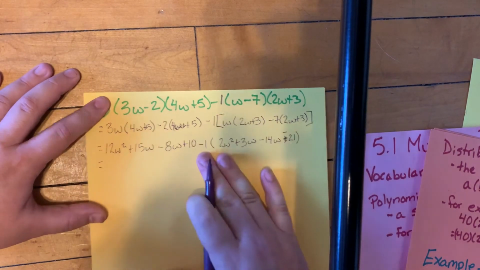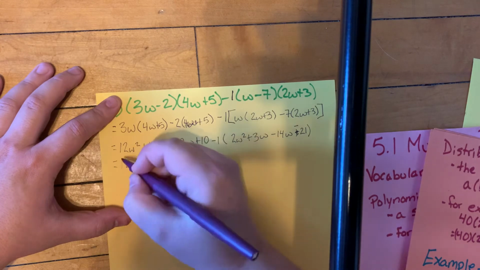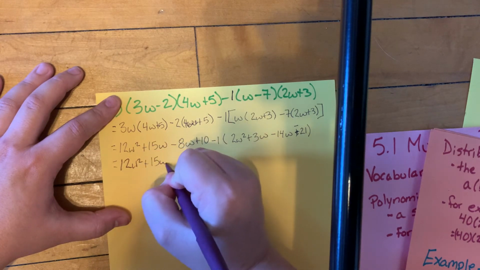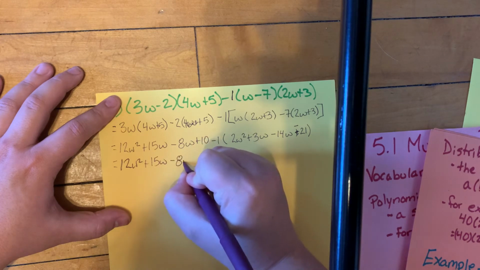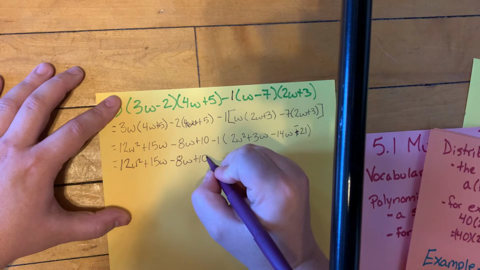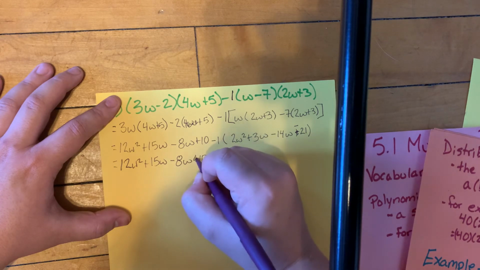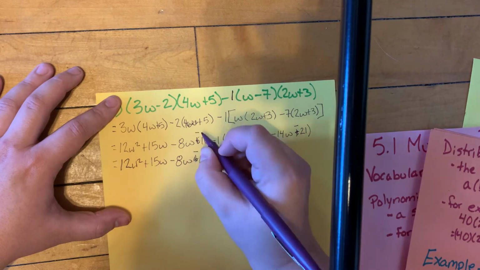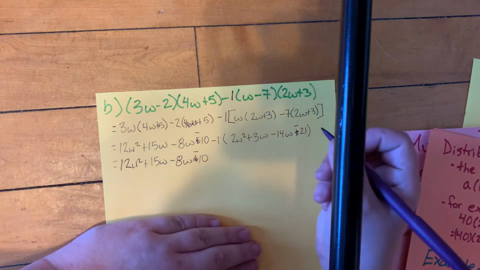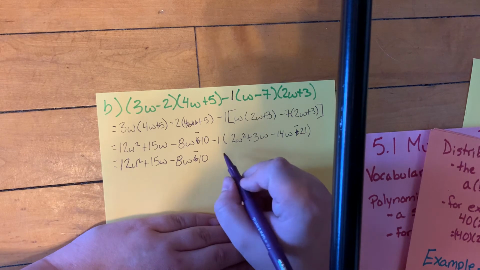Now, here we keep our 12w squared plus 15w, take away 8w plus 10. Sorry, that should be take away 10. Negative 2 times 5. Sorry, watch your signs, otherwise you will have a mistake like I just about did.